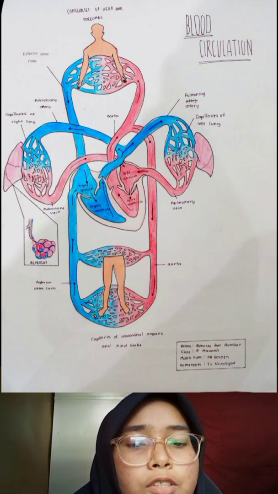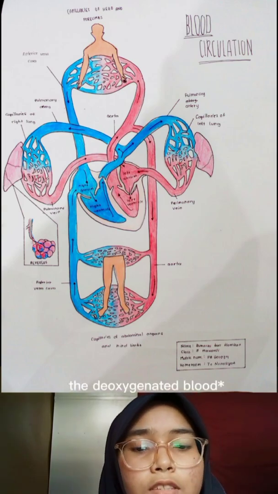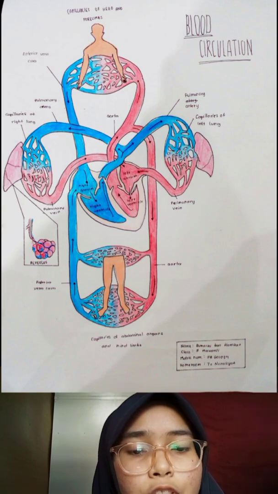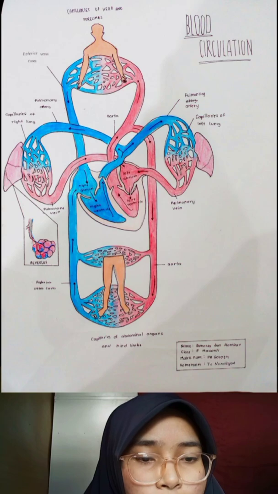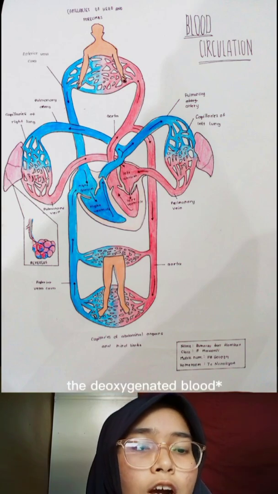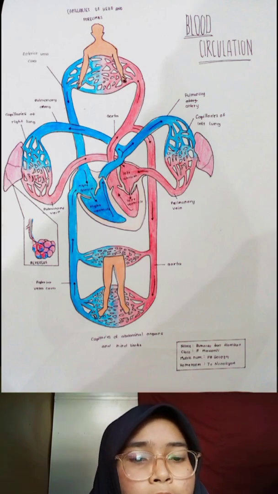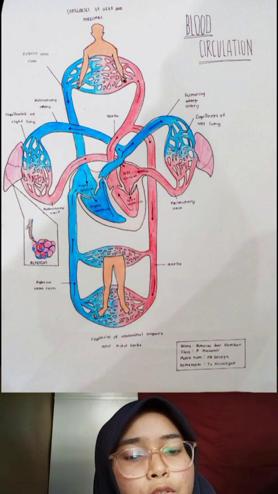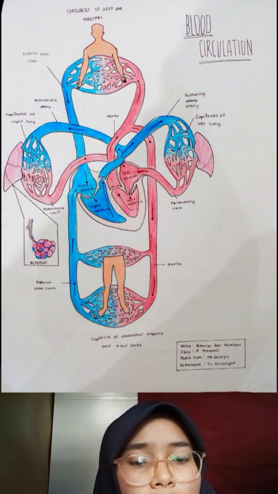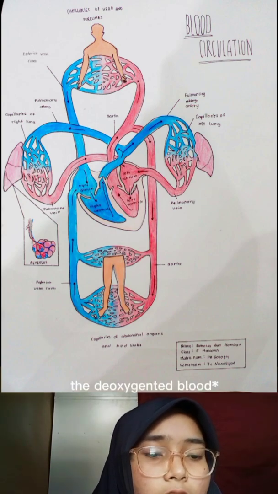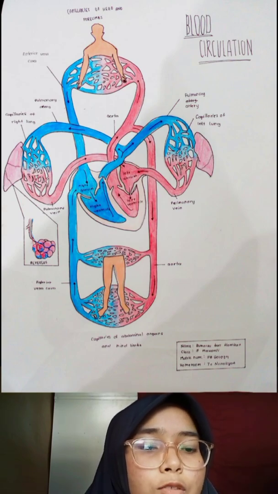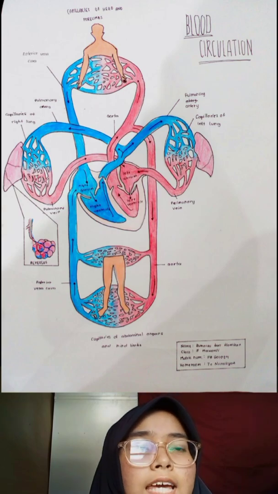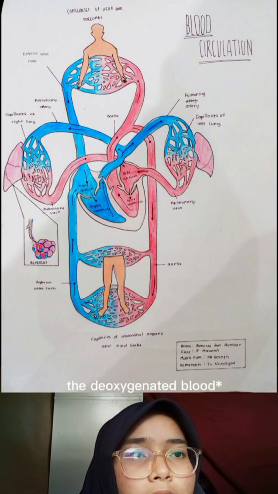And then the right atrium will squeeze and pump the oxygenated blood using the tricuspid valve to your right ventricle. And then the oxygenated blood in your right ventricle will squeeze and pump to the pulmonary vein, using the semilunar valve. And the oxygenated blood will transport to the capillaries of your right and also your left lung. And that's when we receive oxygenated blood.